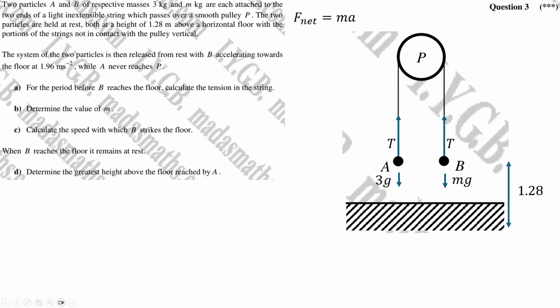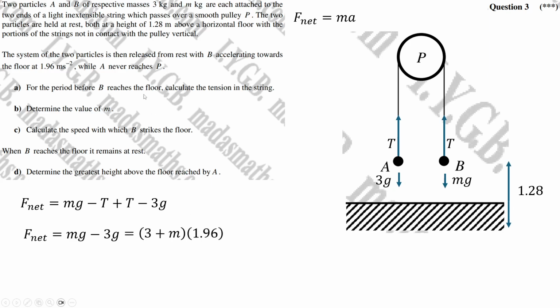Now, we'll have a look at the full system again. And the reason why we'll do that is because obviously we can cancel the tensions again. So if B is moving down, we have mg take away t. Okay, but on this side it's plus t, because this is greater than this force here, because this entire thing's moving up. So it's mg take away t plus t, so these cancel, and then take away 3g to get the net force for the full system, which is just mg take away 3g, and that equals its mass, so 3 plus m, multiplied by the acceleration 1.96. We know what g is, 9.8.